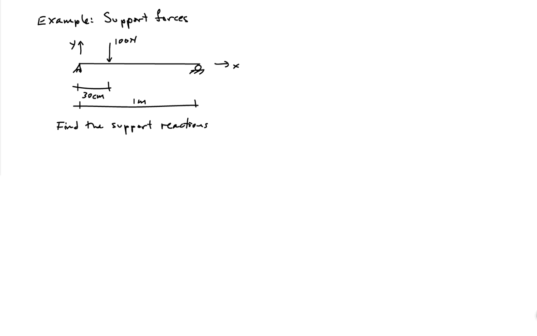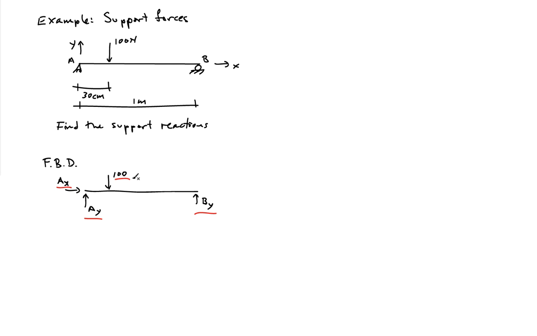So first thing I want to do is make a free body diagram, and in my free body diagram I'm going to show the vertical reaction force that I have from the support on the right, and for the support on the left I have a vertical reaction force and a horizontal reaction force. And there is, of course, the 100 Newton force acting in the negative y direction.